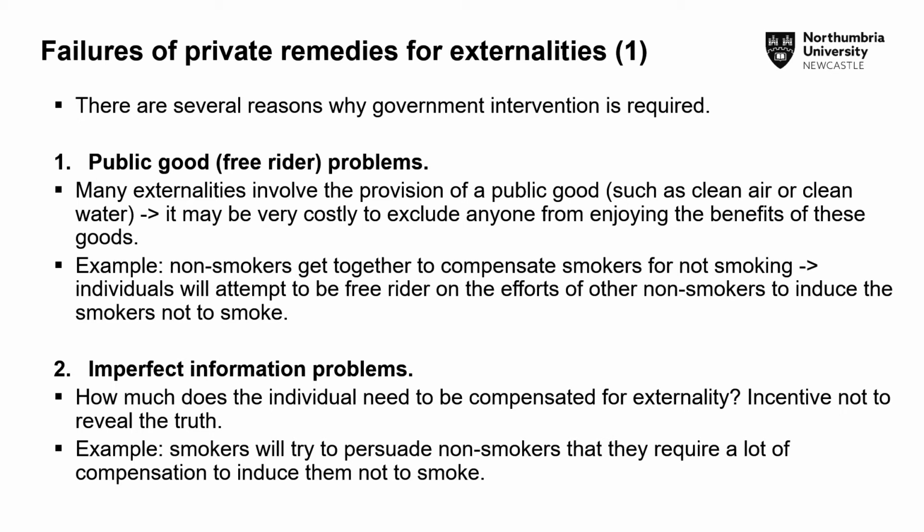Another example is imperfect information. How much do we need to compensate someone to not do something in order to reduce that externality? Well, the person that is responsible for the externality has no incentive to give a true amount. Rather, they would give a higher amount that they need to be compensated because that is to their benefit. For example, smokers will try to persuade non-smokers that they require a lot of compensation to induce them not to smoke, in fact, a lot more than they really do require. So they will inflate the amount of compensation that they expect. Again, this is a reason for government intervention.